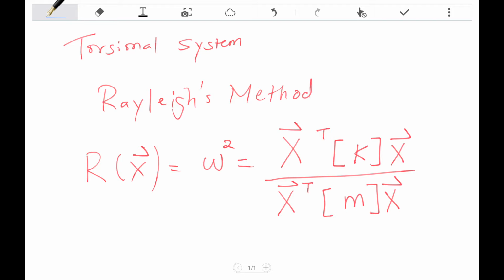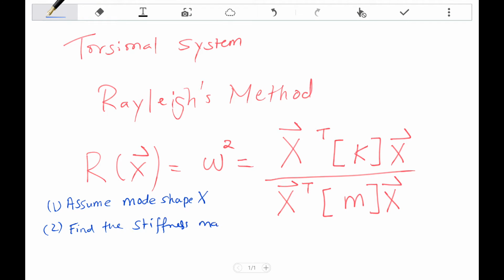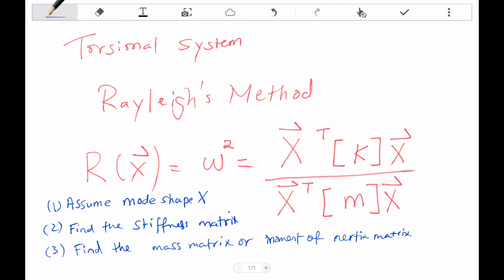So basically, three important things that you need to know. Usually in these types of problems, we don't have the mode shape, so you assume the mode shape, x. The second key here is to find the stiffness matrix. And the third thing is basically to find the mass matrix, or inertia matrix, basically the moment of inertia matrix. Okay, so let's move on.